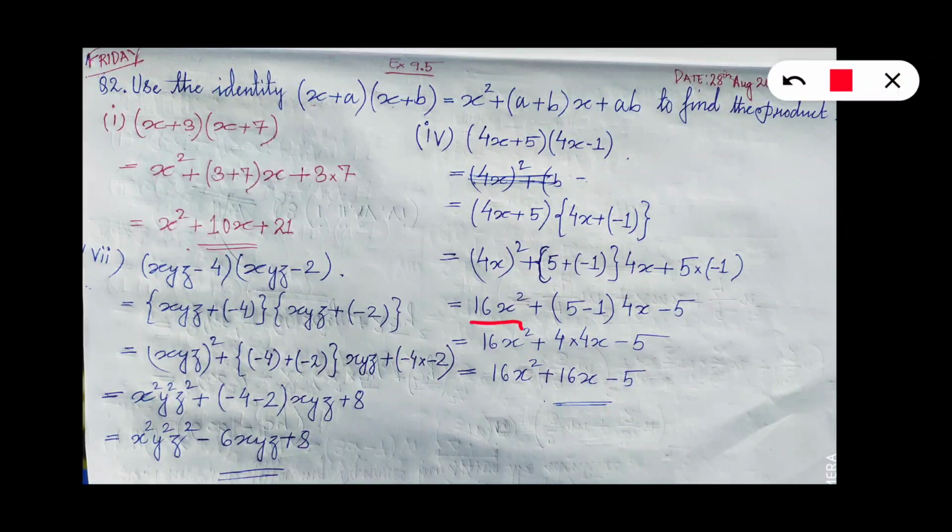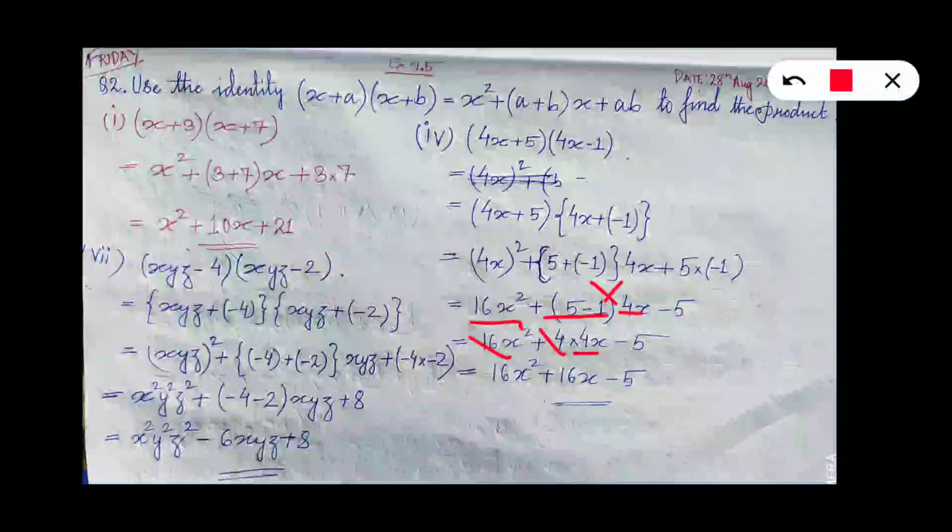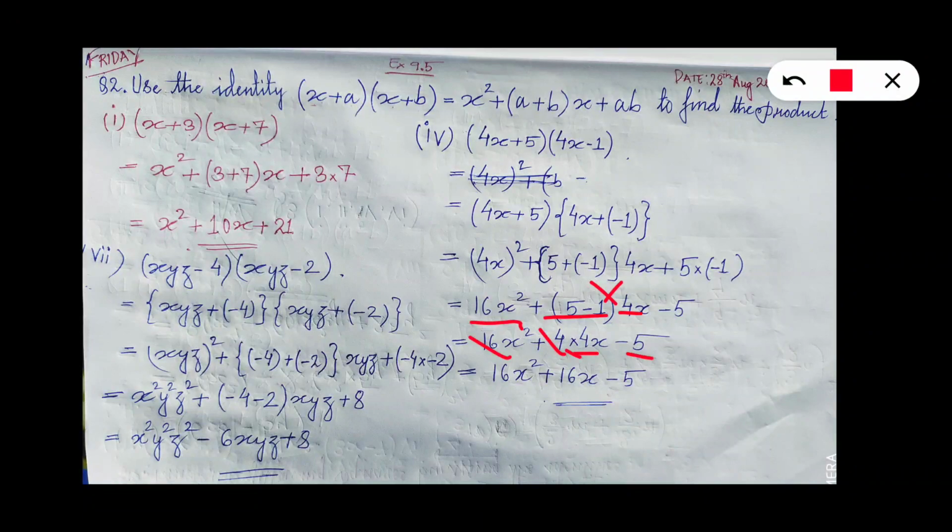There's nothing to simplify, so it will remain as it is. Here 5 minus 1 will give you 4, and there is already 4x. No sign means it's multiplication, so I have written it here. So minus 5 is the last term. Now our final line is 16x square. This will become 4 4s are 16x, and the last number is minus 5. So this is our answer. Are you clear with this? Okay, let's move to the next question.